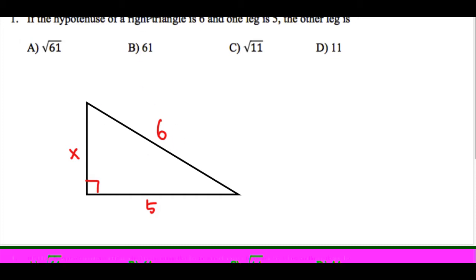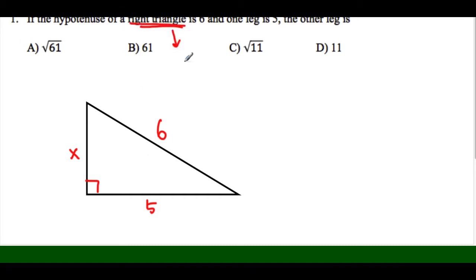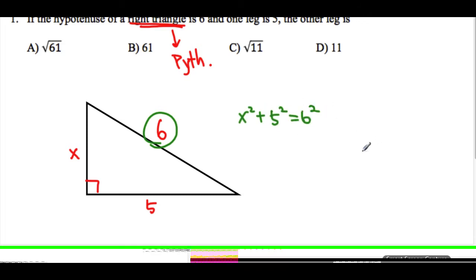Since we have a right triangle, as soon as you see the right triangle, we can think about the Pythagorean Theorem, that means a squared plus b squared equals c squared. And the question is, what is c? C is always the hypotenuse. So here we can write it as x squared plus 5 squared is equal to 6 squared.